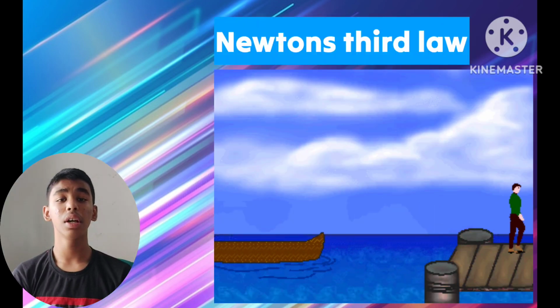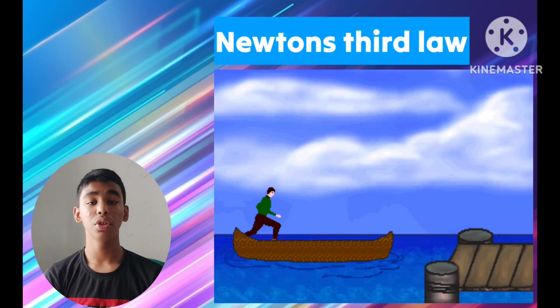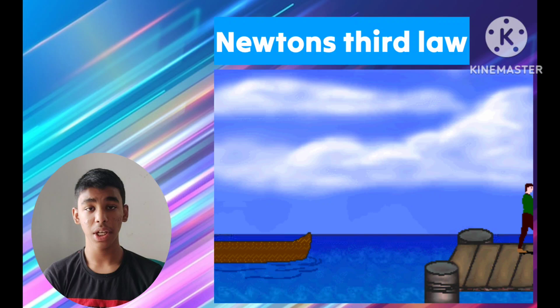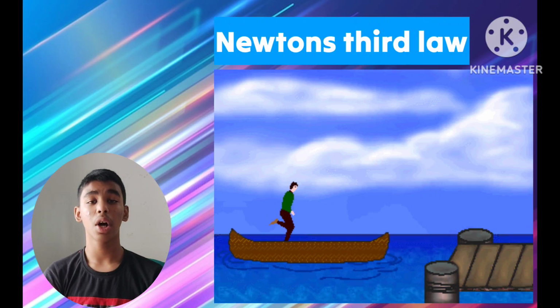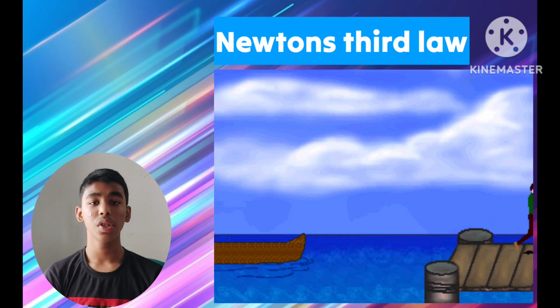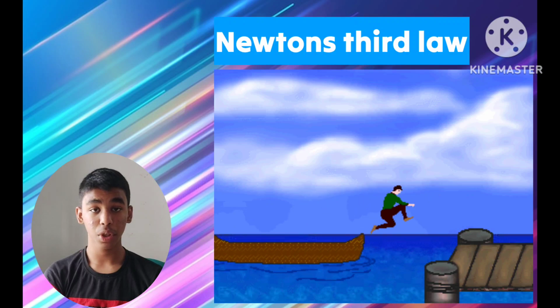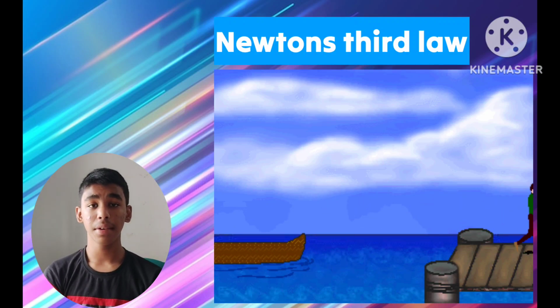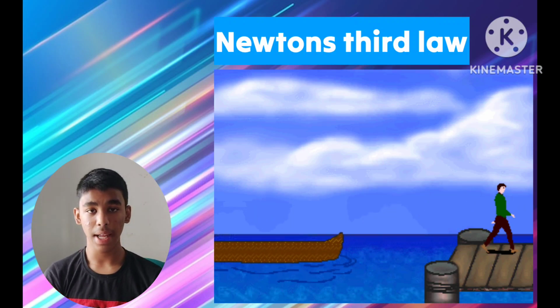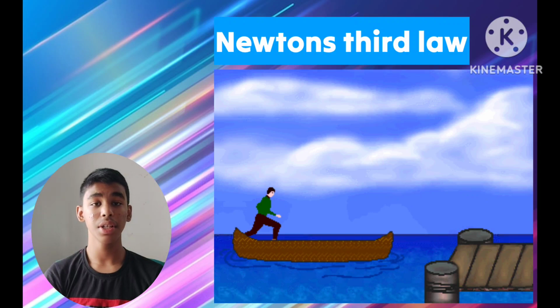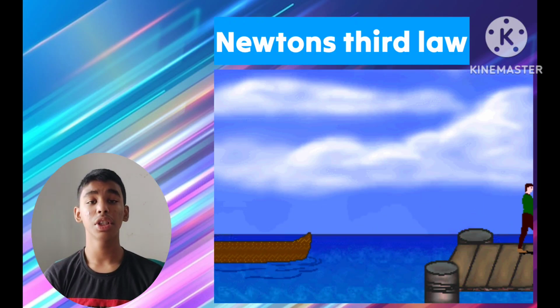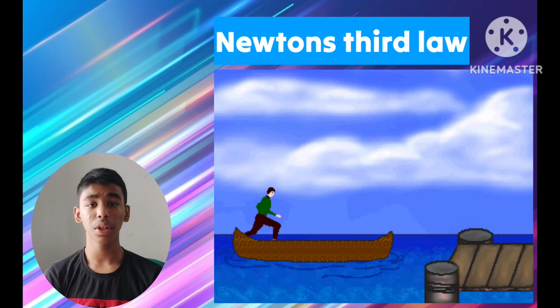Newton's third law of motion is that when you apply a force on some object, it applies an equal and opposite force. Let's say you try to push a wall. When you push a wall, the wall pushes your hand. That's why the wall is stationary. So this is the concept of Newton's third law.